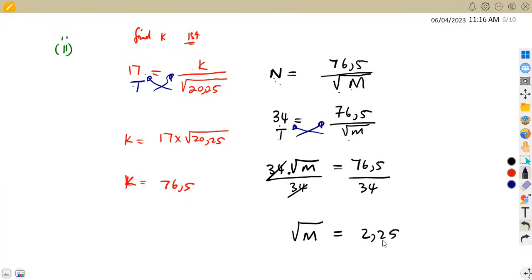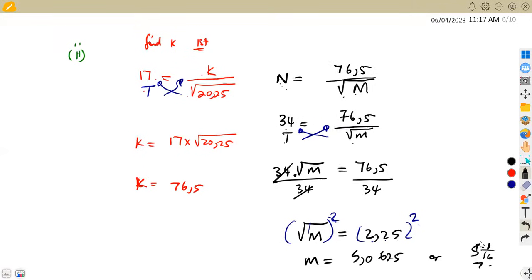So if this is the square root of m, what about m? We simply have to square both sides to remove the square root. So that means m is equal to, if we square both sides here, 2.25 squared, which is going to give us 5.0625, or as a fraction, that's 5 and 1 over 16.